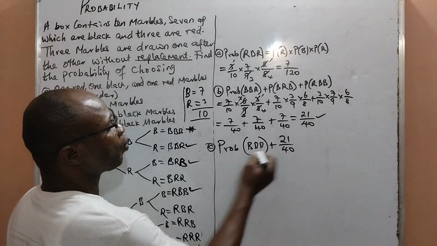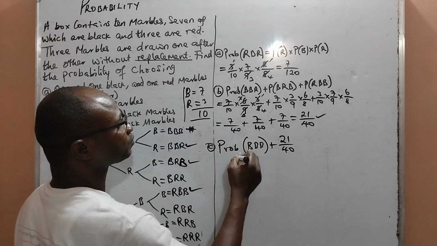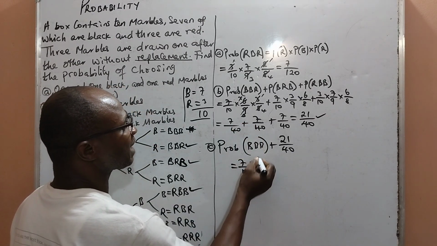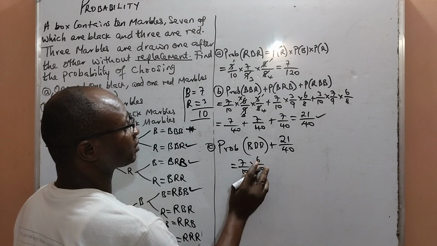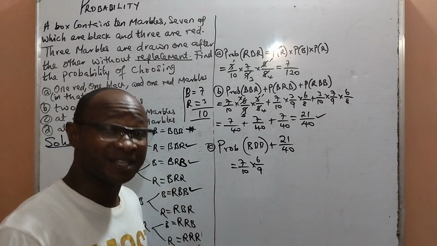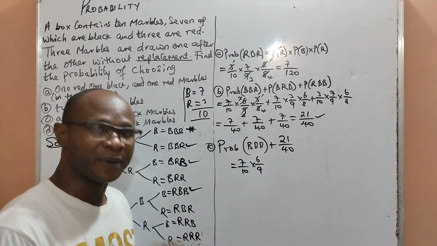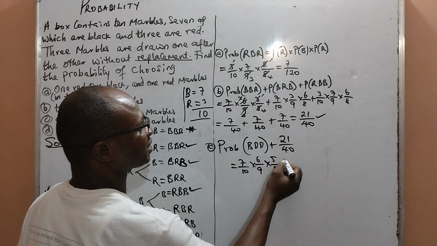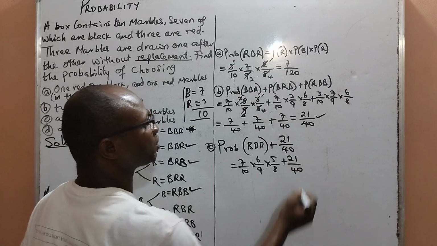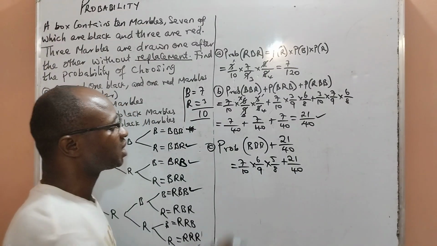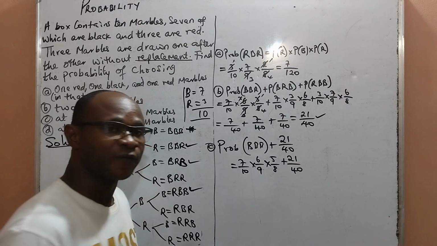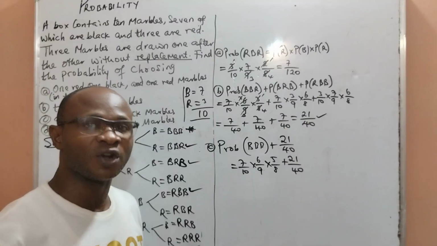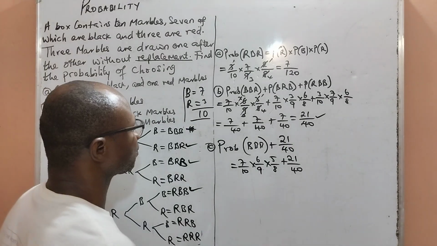Therefore, working on this, it is going to give me P of 3 black marbles will be 7 over 10 multiplied by 6 over 9, because there is no replacement. That is why we are reducing the possible outcome. Then lastly, 5 over 8. Then plus 21 over 40, which is probability of picking 2 black marbles. This one here is the expression for probability of picking 3 black marbles. All joined together is the probability of picking at least 2 black marbles.